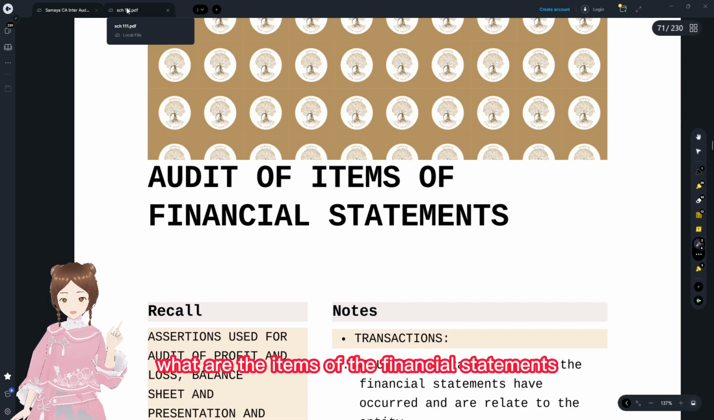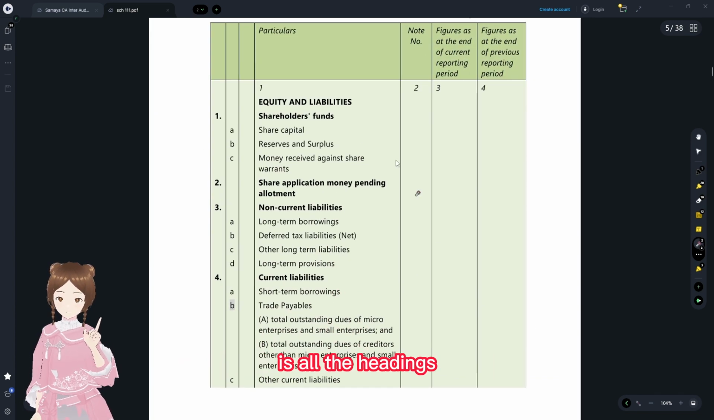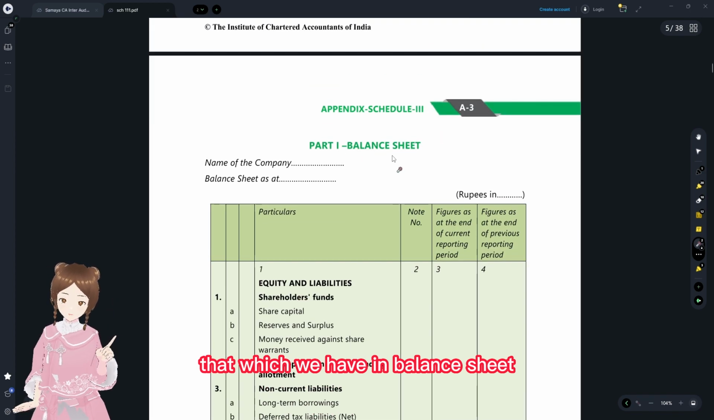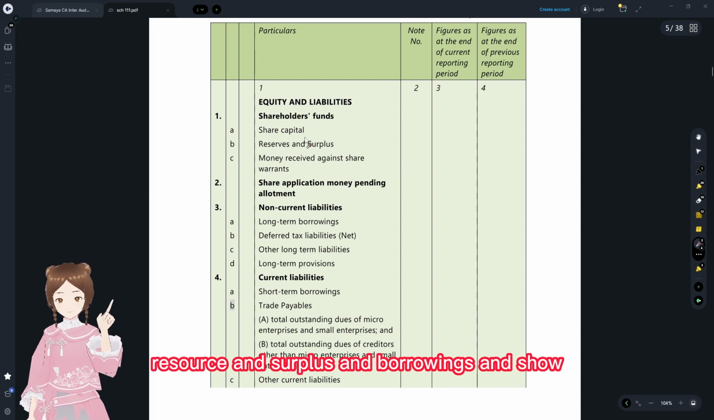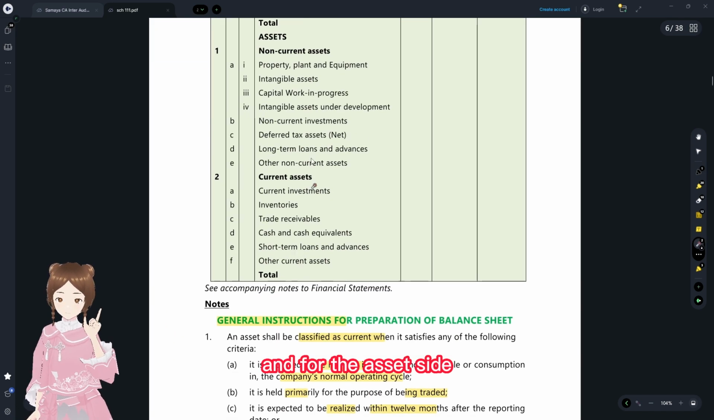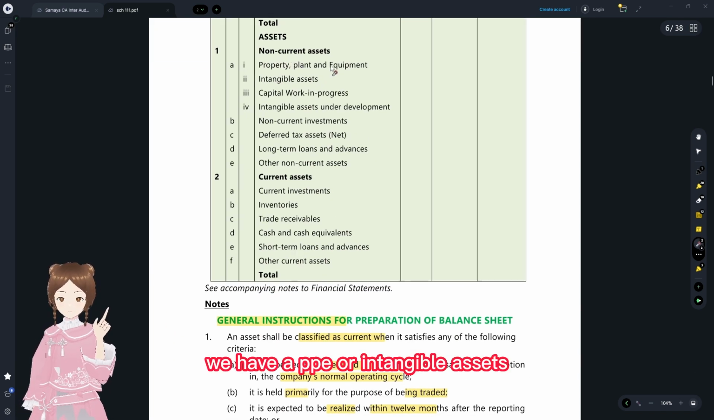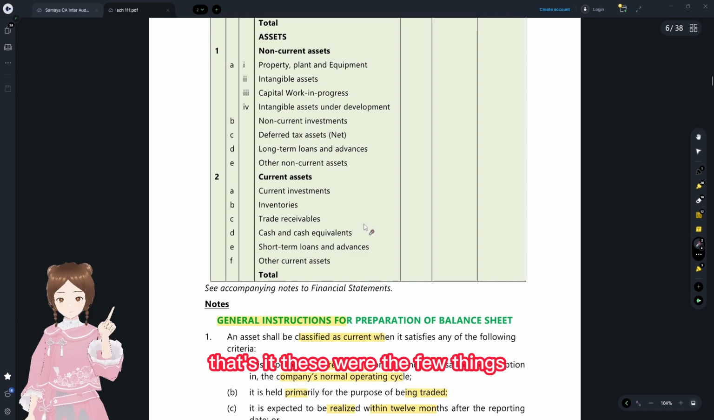First, we'll see what the items of the financial statements are. Items of the financial statements are all the headings that we have in the balance sheet and in a P&L account. In the balance sheet, we have share capital, reserves and surplus, borrowings, trade payables, etc. On the assets side, we have PPE or intangible assets, and we also have some investments, inventories, cash. These were a few things.